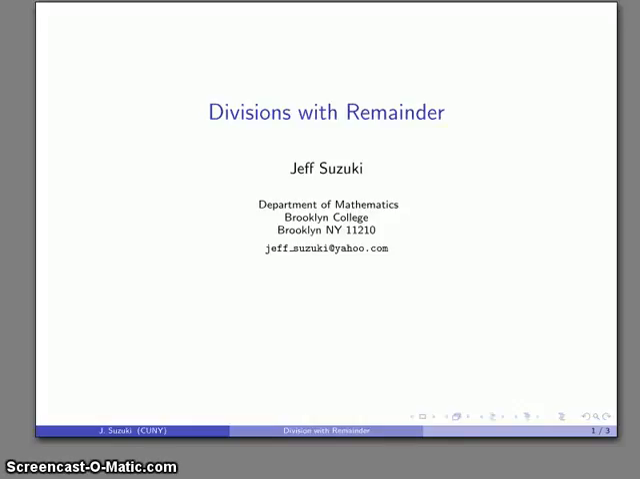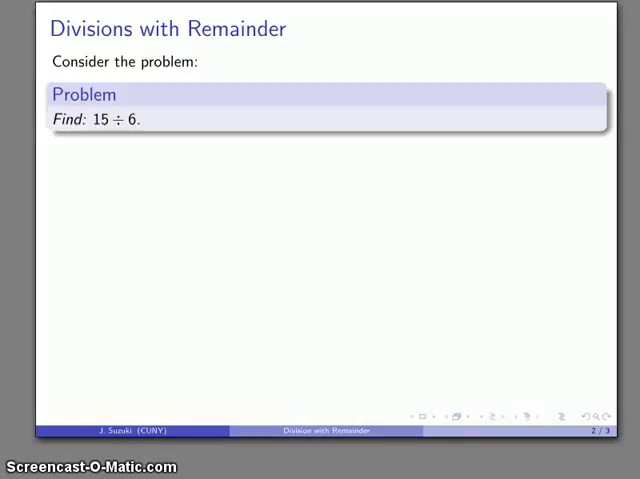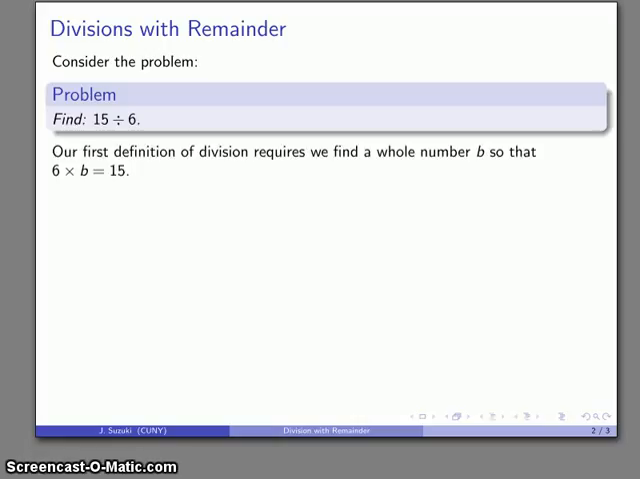So another problem we can take a look at is divisions with remainders. So here's a problem to consider. Suppose I have 15 divided by 6. Now, if we try our first definition of division, what we're looking for is a whole number where the product 6 times something is equal to 15. And so the question is, 6 times what is equal to 15? And the problem is we can't find such a number.